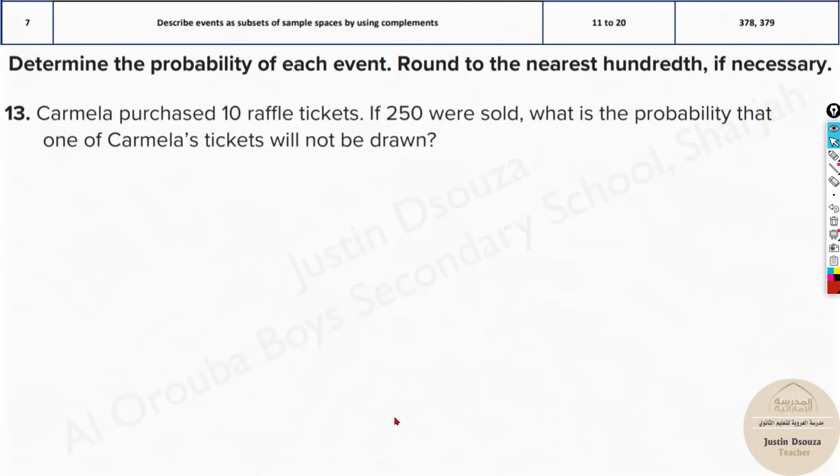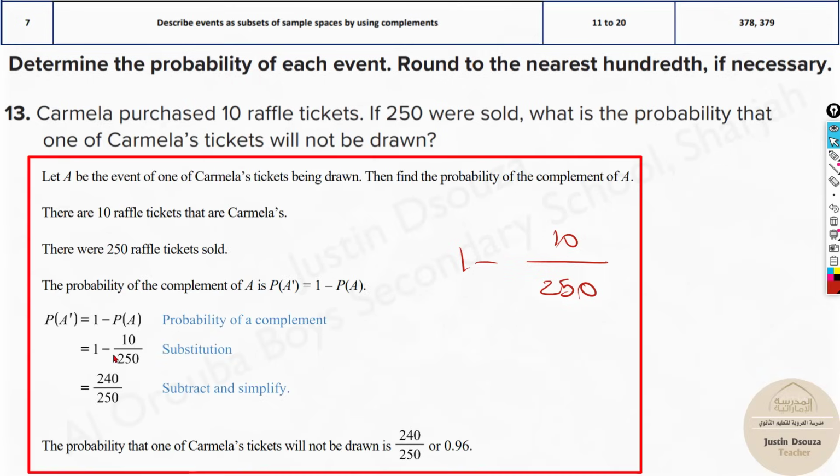The 13th one over here is: Carmela purchased 10 raffle tickets. If 250 were sold, what is the probability that one of Carmela's tickets will not be drawn? Here she has bought how many? 10. Let's see what's the probability of her winning, divided by total 250. Just do 1 minus that. That's it. Find the probability because we know it's 10 out of 250. But we have to find not. That's the complement, not being drawn. So 1 minus. That'll be the answer.